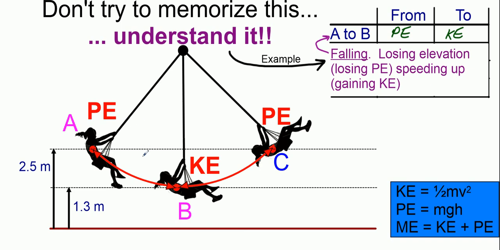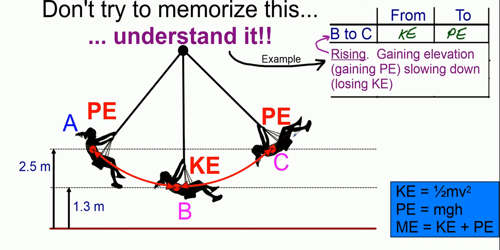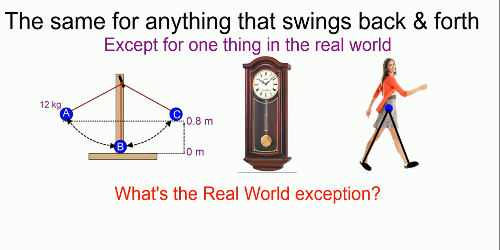Now, I want you to try to understand these transformations, not just try to memorize them. Use your common sense. From A to B, she's falling. She's going to lose kinetic energy, right? Pardon me, she's going to lose potential energy. Right here, she's speeding up, she's going to gain it. So it goes from PE to KE. And the second one, she's climbing now, isn't she? She's rising. She's gaining elevation. She's going to get PE. She's slowing down. She's going to lose KE. So use your common sense, and ask yourself, what's she doing here?